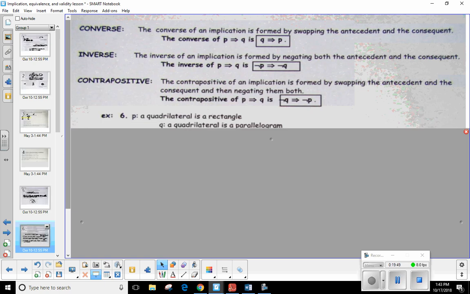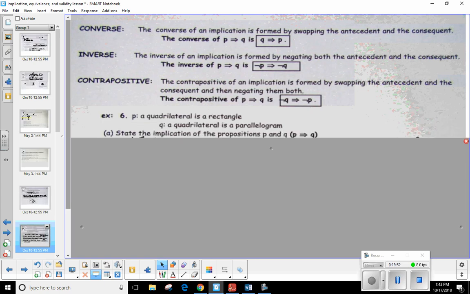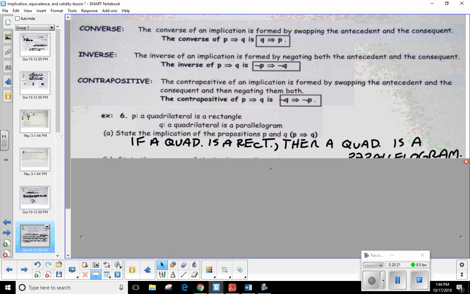All right. So let's take a look at an example here. Example 6: P, a quadrilateral is a rectangle. That is my antecedent. And Q, the consequent, a quadrilateral is a parallelogram. State the implication of the propositions P and Q. So I just want P implies Q. If a quadrilateral is a rectangle, then a quadrilateral is a parallelogram. Exactly what I put.